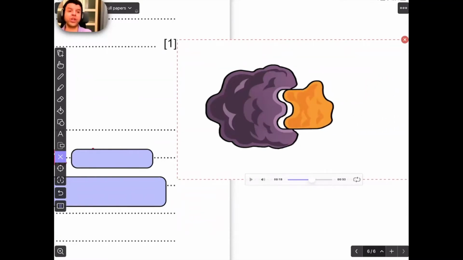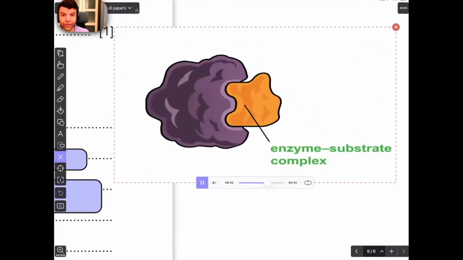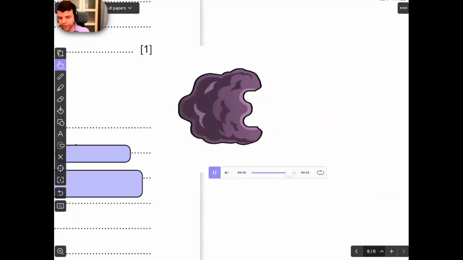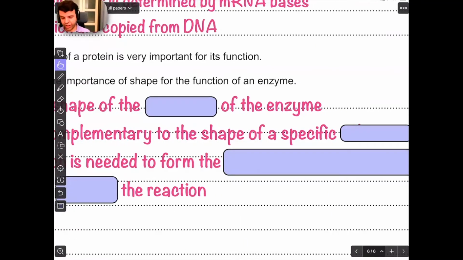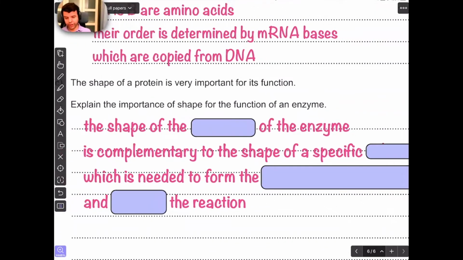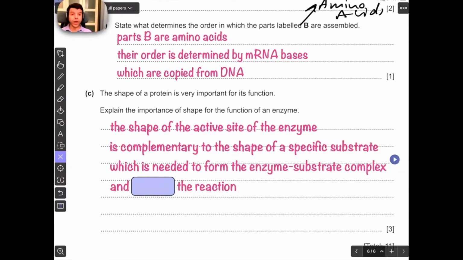So when the enzyme and substrate bind, what do we call that? We call that the complex. And that complex is so important to cause what? To cause the formation of products, okay? So once again, we tell them here, the shape of the active site of the enzyme is complementary to the shape of the substrate, which is important to make the enzyme substrate complex. And without this complex, you wouldn't be able to carry out the reaction. The enzyme would fail to catalyze the reaction.